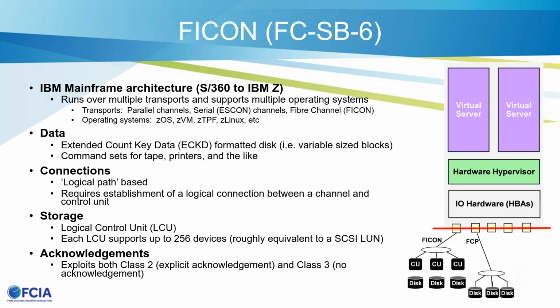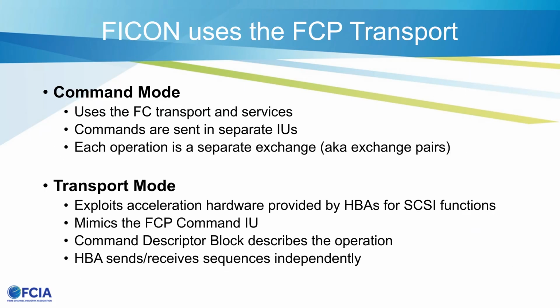So FICON was one of the first protocols then to map itself onto the FC transport. There are actually two modes that FICON uses. There's a command mode where we're just leveraging the transport mechanisms as is, and the commands are sent in separate IUs. What this means is that each IO operation is executed as separate exchanges, and they're often referred to as exchange pairs. That was the initial implementation or adaptation of FICON onto the FCP transport.